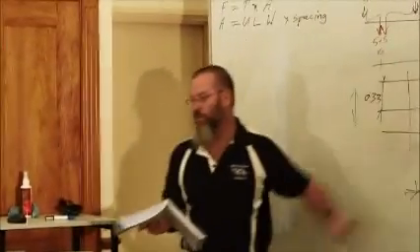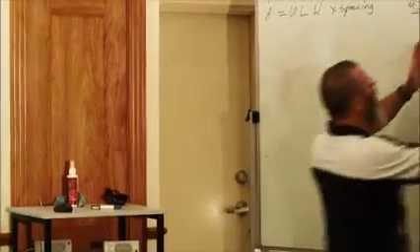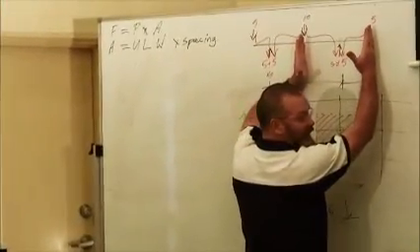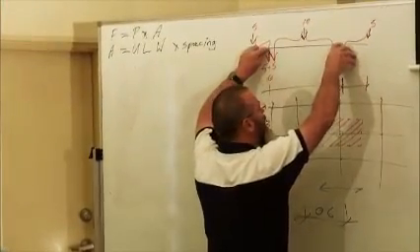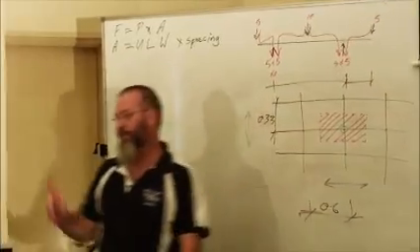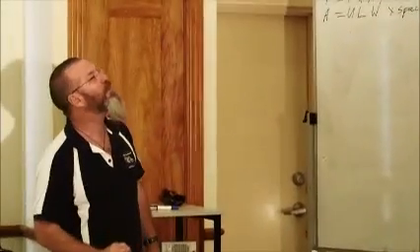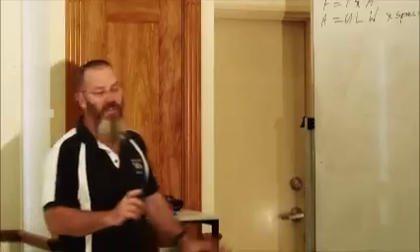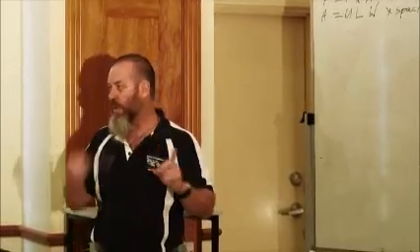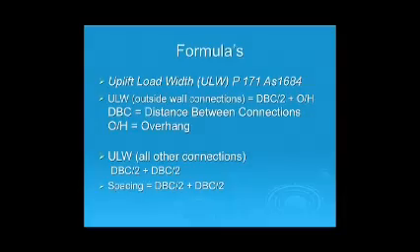Now apply this back here to this beam. So the load width in this case is that distance there. Half the distance between connections plus the overhang. Hopefully that's on the next slide. Now that's on the outside wall. So that's what I want you to write down. ULW, and then in brackets, outside wall connections equals DBC divided by 2 plus the overhang. DBC being distance between connections.